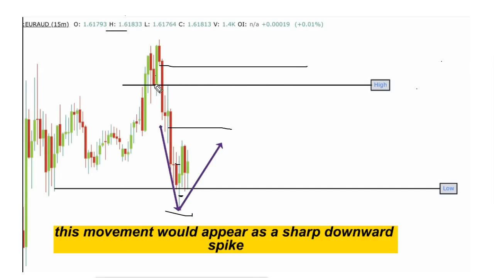Look at this. This is your internal liquidity. They took out external liquidity here. So this is your internal liquidity. Remember, the market moves from internal to external, external to internal. That is what you need to understand in the market.